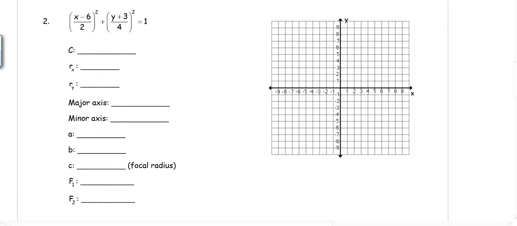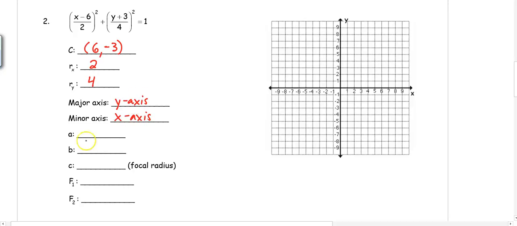So in number 2, based on the information they gave us, I'm going to take out the opposite sign. So my center is at 6, negative 3. My x radius is what we're dividing the x minus 6 by. So my x radius is 2. My y radius is 4. So in this case, because the y radius is larger, my y axis will be my major axis and my x axis will be my minor axis.